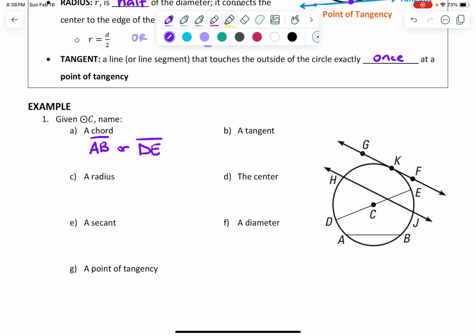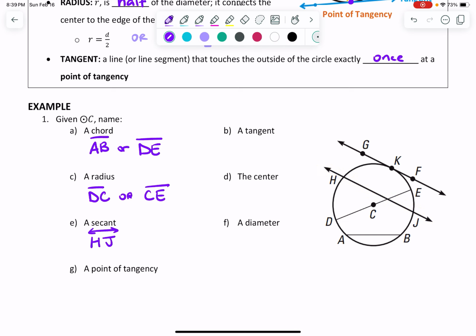A radius. In this diagram, I have the option of line segment DC or line segment CE. Again, the order in which you write these line segments or these letters does not actually matter. So if you wrote CD instead, super great for you. All right, moving on. A secant. Remember, a secant is a line that intersects the circle twice. So I'm looking at this guy over here. It is a line HJ. And my line notation requires I have that double-sided arrow at the top.